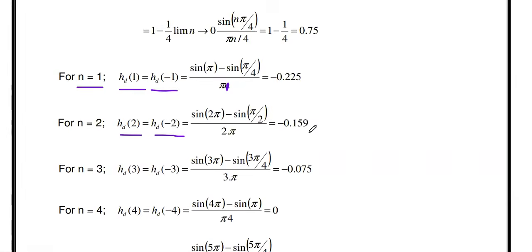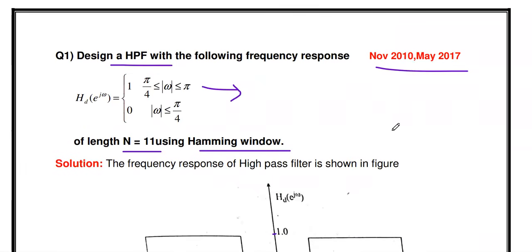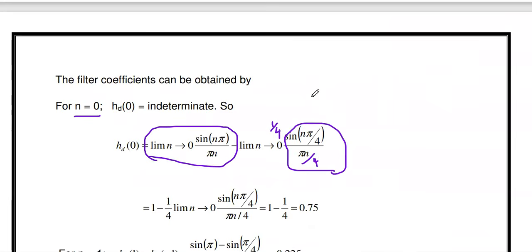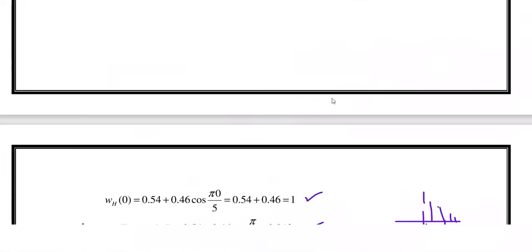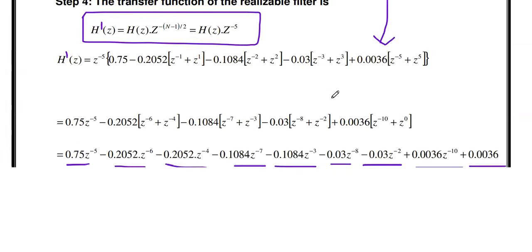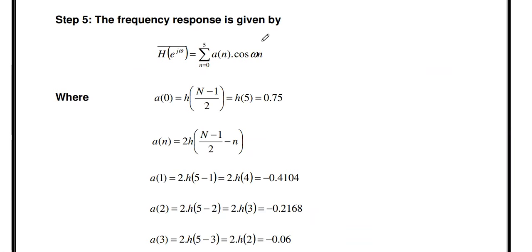Then after that, we have to find the frequency response. In the problem, if they only ask to design the filter, then up to this point you just write. Here in the question they are not mentioning the magnitude response, but if they ask you to plot the magnitude response, then you just follow the steps. So the frequency response is given by a formula you know.